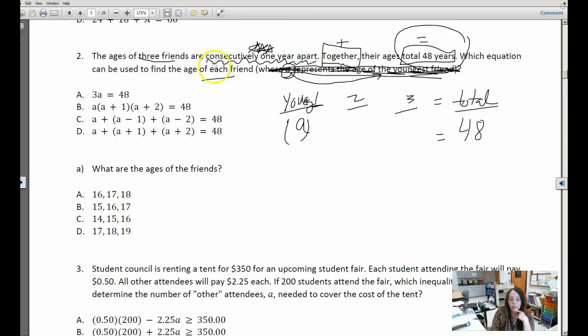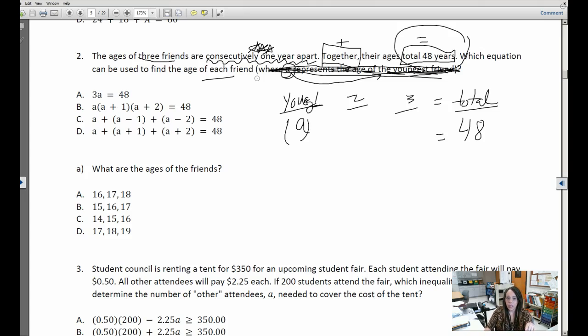So the key word that I want to go to is this squiggly that I underlined here, and this is the thing I want you to pay attention to the most in this problem. Almost guaranteed you're going to see something similar on your exam. Okay, consecutively, 1 year apart. So that means in order, in a consecutive order, one after the other. They're all 1 year apart, like 1 year older, 1 year older, 1 year older.